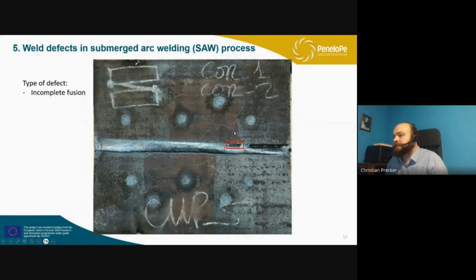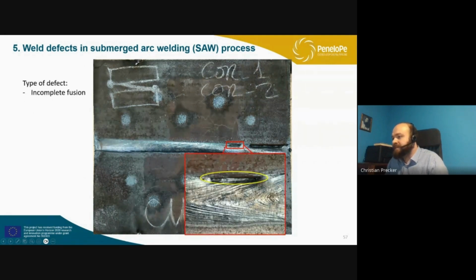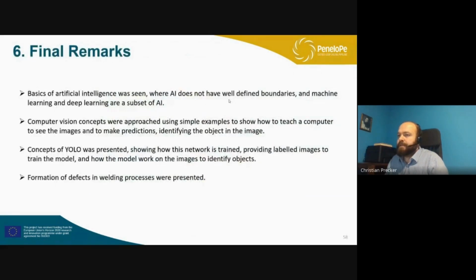Then we can also have some other kind of defect, which is incomplete fusion. As you can see here in this image, now you have the two pieces of metal and in the middle the weld. And here you can see that we didn't have a very nice weld in this part. So we have here incomplete fusion. So many different kinds of defects may happen during the process, and I'm showing you here some of them.